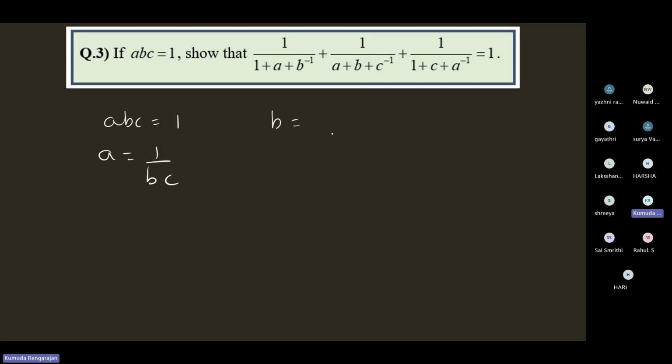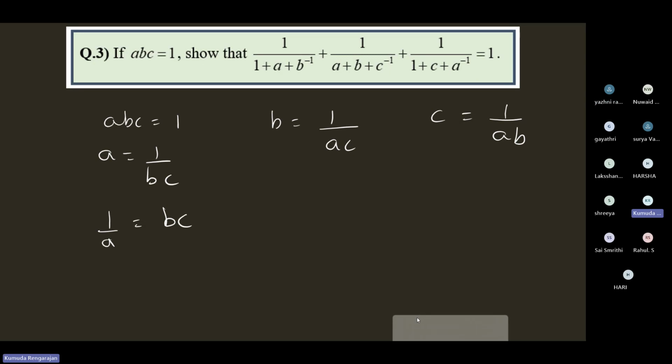Fast. You cannot take this long. If A is 1 by BC, what is B? 1 by CA. CA or AC. Yeah, what is C? 1 by AB. Very good. Yeah, what is 1 by A? If A is 1 by BC, what is 1 by A? BC. Take reciprocals on both the sides.